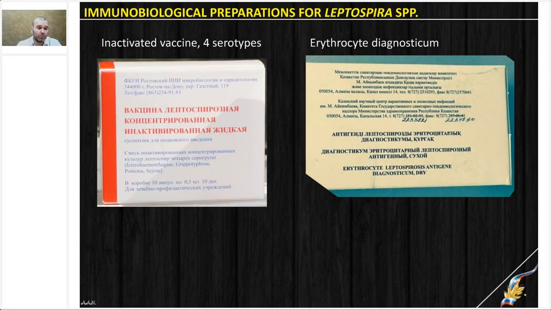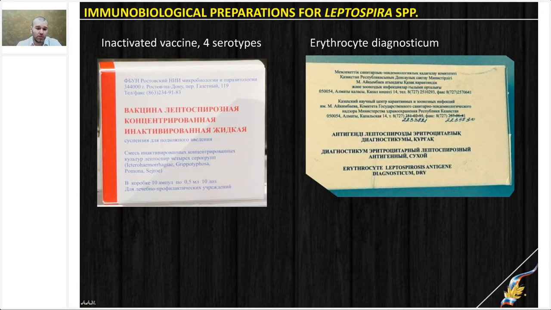So in the left picture, it is Russian inactivated vaccine, containing 4 serotypes. Vaccine is for subcutaneous injection and again used in endemic area. Usually it is some eastern regions, Kazakhstan and some areas close to Asia.